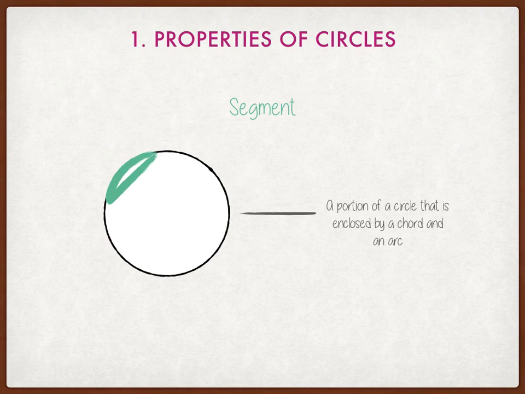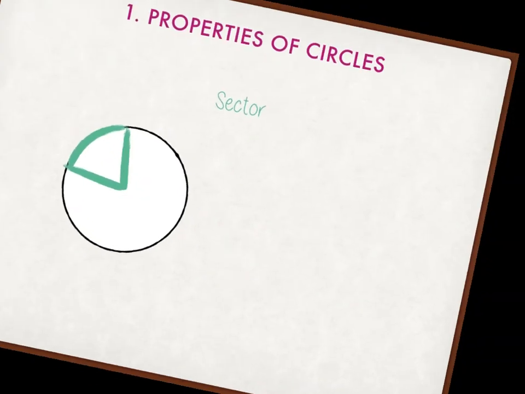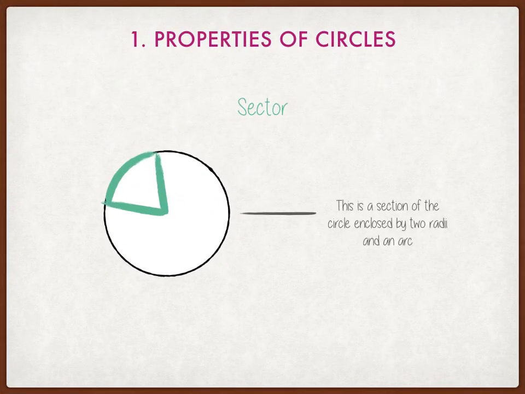A segment is basically just a little portion of the circle, but it doesn't pass through the centre, it's just enclosed by a chord and an arc. And a sector is just a section of the circle that is enclosed by 2 radii, which is what we call multiple radius, and an arc.